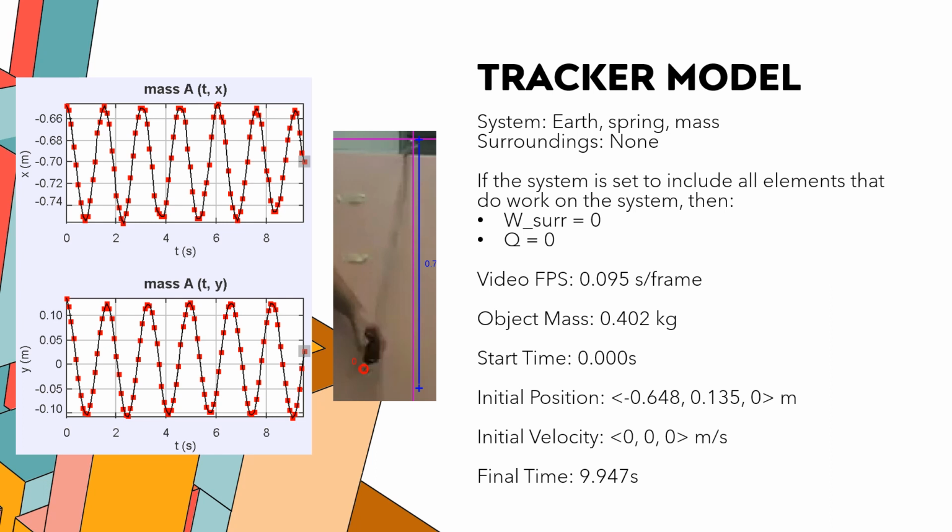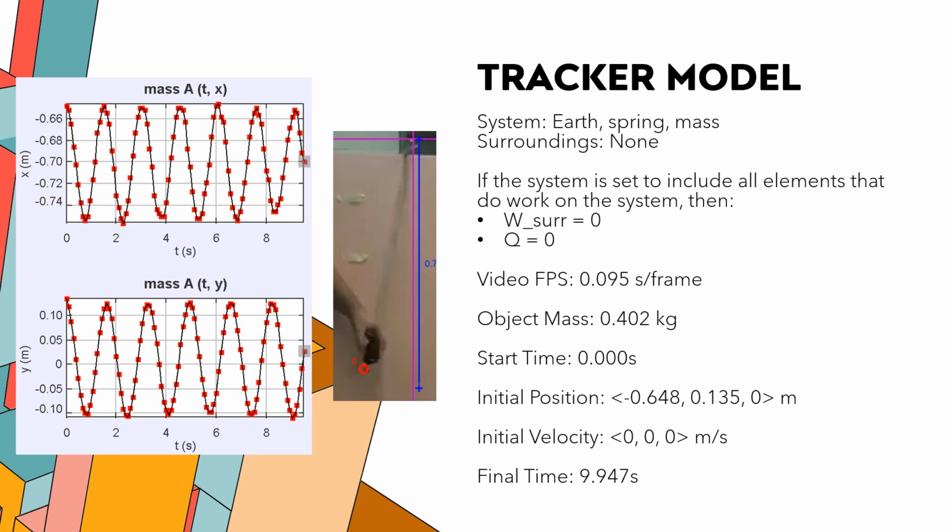In Tracker, we know that the system is the Earth, spring, and the mass, and there are no surroundings. If the system is set to include all the elements that do work on the system, then W star equals 0 and Q equals 0. This is how the energy change was 0 in the previous slide.